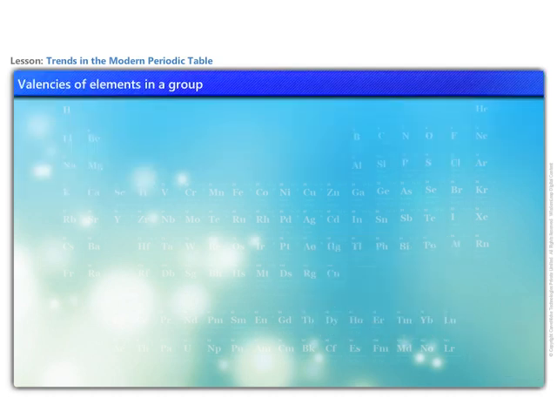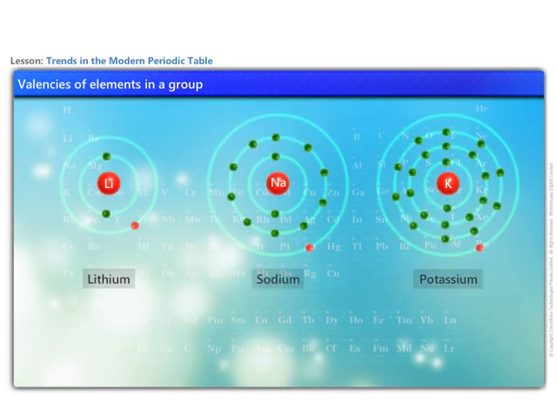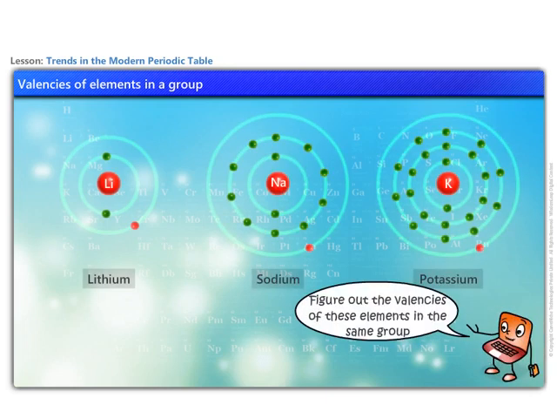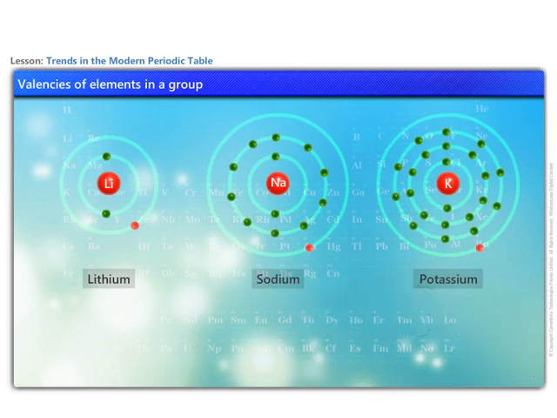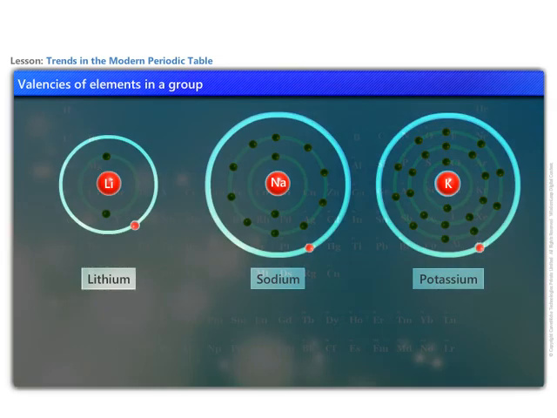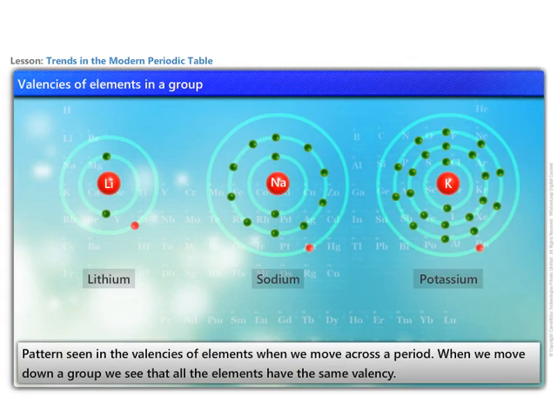You have already worked out the electronic configurations of lithium, sodium, and potassium. Figure out the valencies of these elements in the same group. You will see that all elements in this group have valency 1. The elements belonging to the same group have the same valency. Here is a pattern seen in the valencies of elements when we move across a period. When we move down a group, we see that all the elements have the same valency.